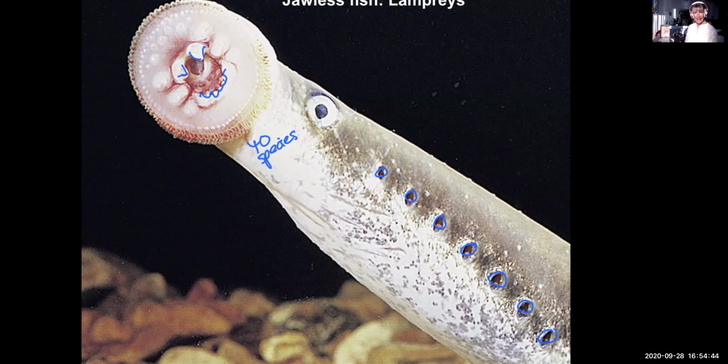They have a brain case, but also an incomplete kind of vertebral column. And they don't have paired appendages. So, no paired appendages, just like the hagfish. So that's a more recent development.